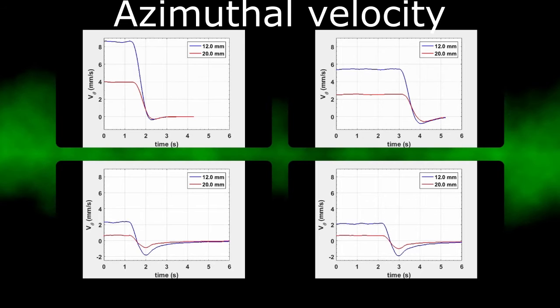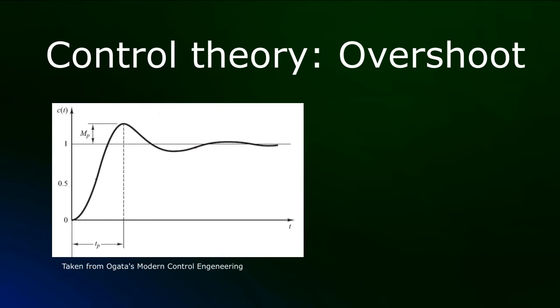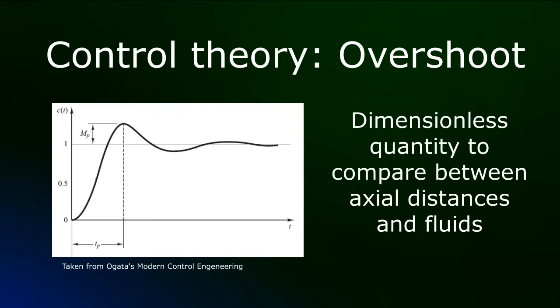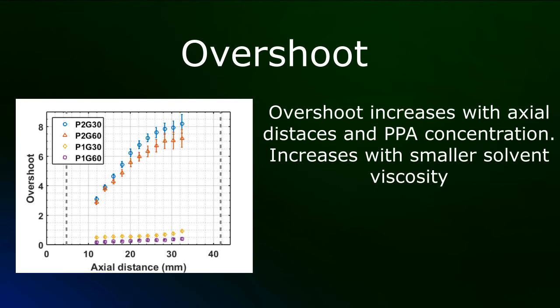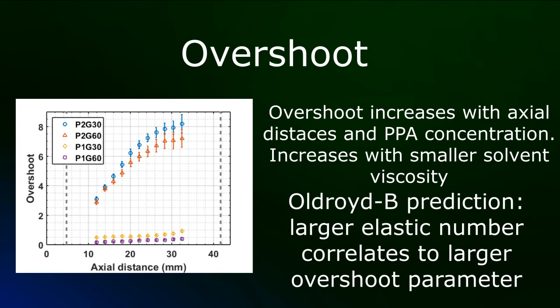To compare the fluid kinematics, we were inspired by control theory. The difference between the peak and a stationary value, as in the figure, divided by the stationary value, is what we call the overshoot or maximum peak. This non-dimensional parameter depends on axial distance for every fluid. It increases with polyacrylamide content and decreases with solvent viscosity.